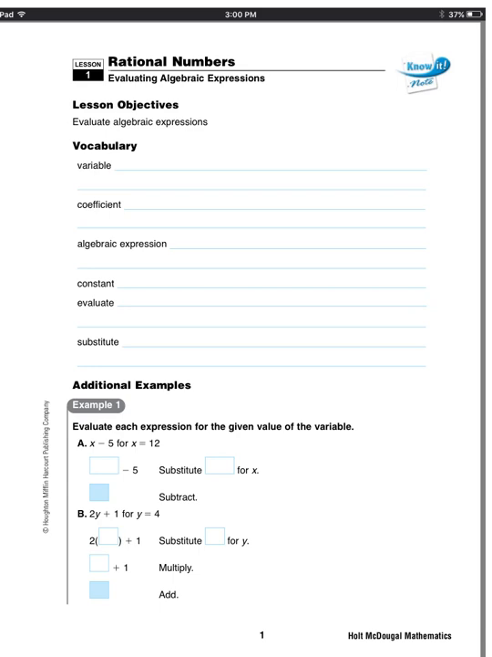So we're going to go down to example 1, and it says evaluate, which we just said meant to find the value or the answer, each expression for the given value of the variable, which remember the variable is the letter. So in this we have x minus 5. X is the variable, 5 is the constant. We do not change the 5. So, in for x, we're going to put 12 because they tell us that x equals 12. So we put a 12 there.